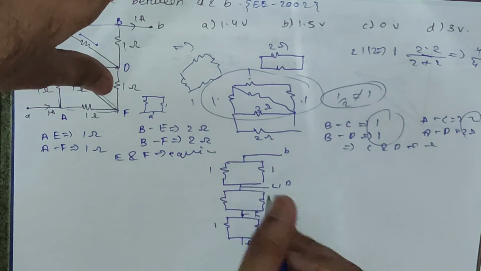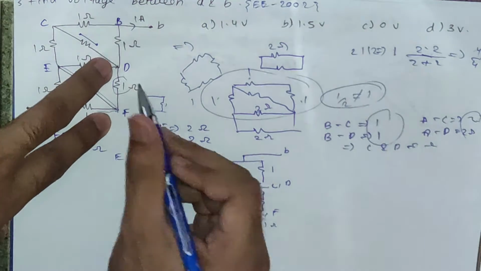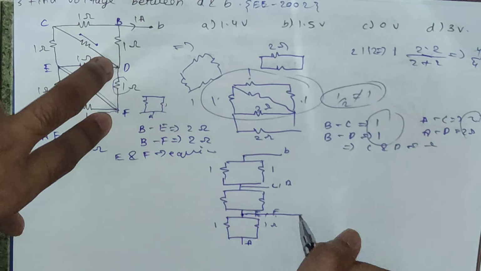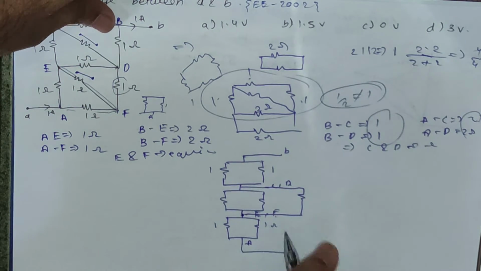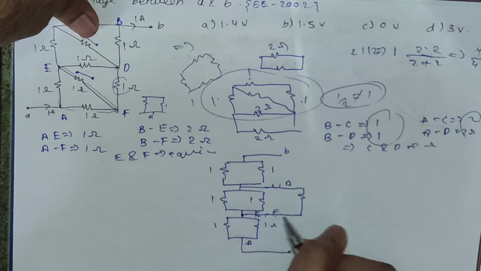Now we are remaining with only this resistor. So you can see from F to D we have one resistance. This is F and this is D. So we will draw from here, we have one resistance. Now we have this modified network, and the value of each resistance is 1 ohm.